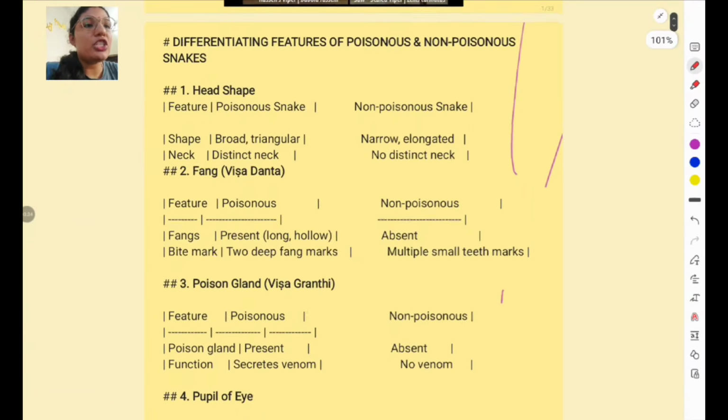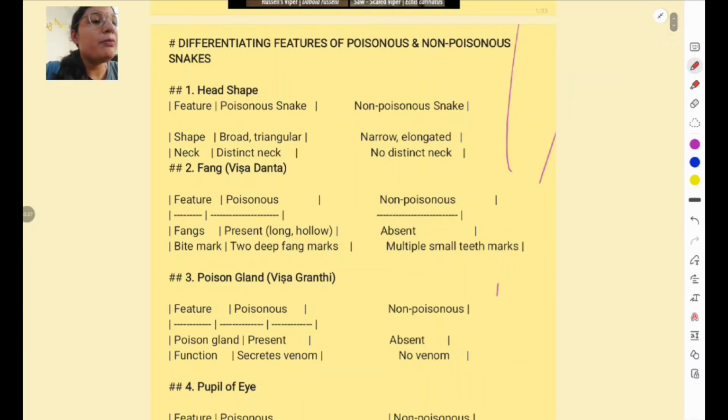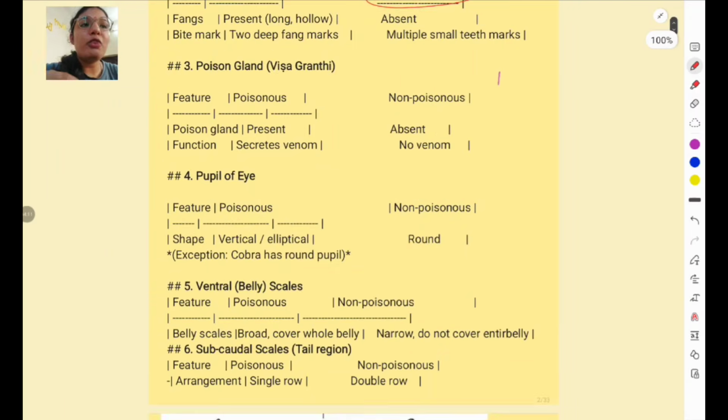Second is the differentiating features between poisonous and non-poisonous snakes. First, based on head shape: poisonous snakes generally have a broad triangular head with a distinct neck, so they can easily move their neck. But non-poisonous snakes have a narrow and elongated head, with no distinct neck. Then fangs: poisonous snakes have fangs, and when they bite there are 2 deep marks. But in non-poisonous snakes, fangs are absent and there are no such bite marks, but there are multiple teeth marks, so we can identify this is a non-poisonous snake bite.